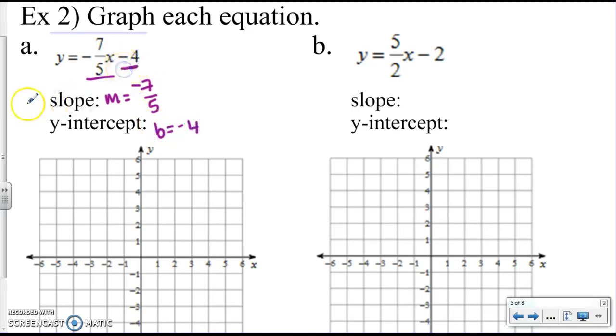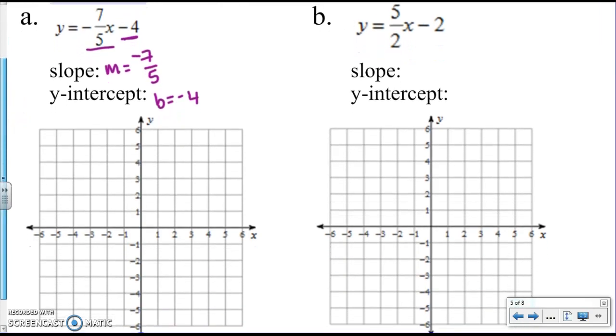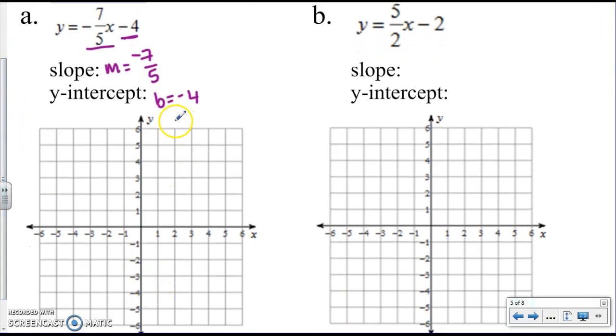And then my b is always added or subtracted. Since this one's subtracted, I have a negative there. Okay, so b stands for begin on my y-axis. I'm going to go down to -4. And then my slope tells me to go down 7, right 5. Well, notice I run out of room if I'm going down 7, right 5. That negative sign can actually switch to the bottom as well.